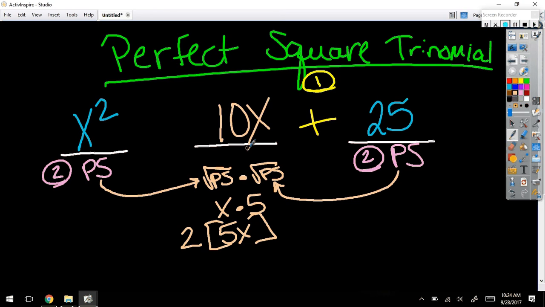We have to find the middle. You have to recognize, is it or is it not a perfect square trinomial?